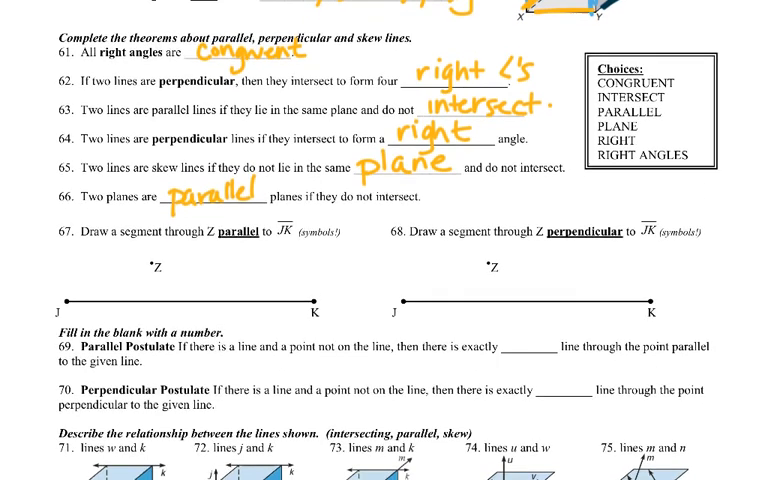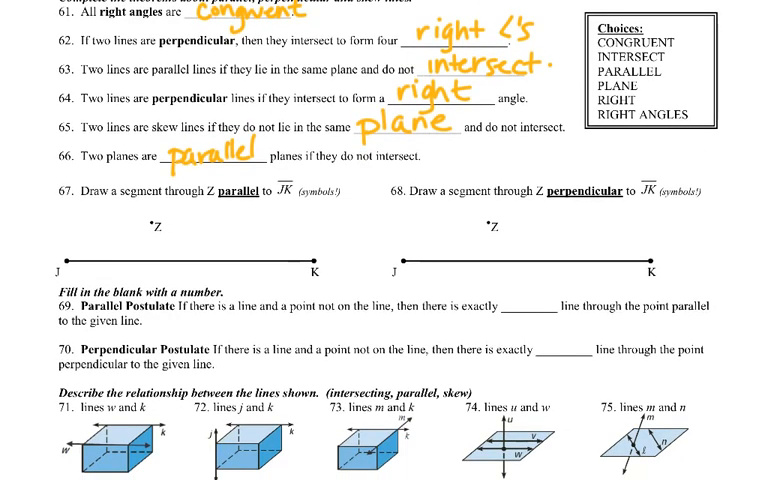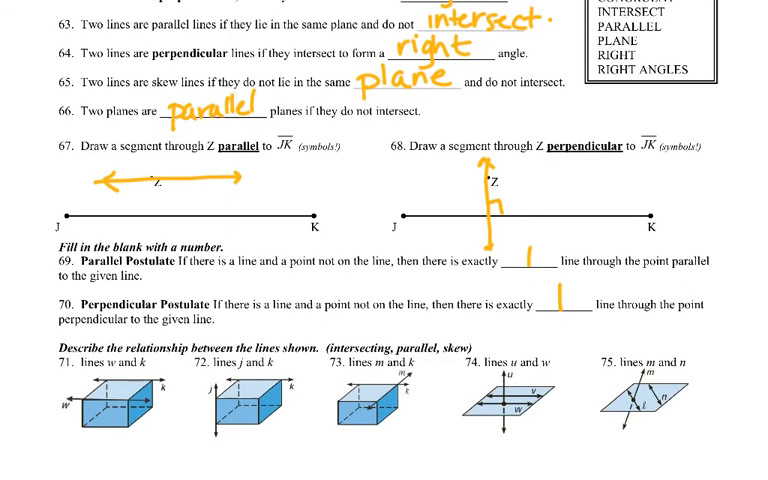Last thing is to draw a line through Z parallel to JK, so something like that. Through Z perpendicular would look like this. If there's a point on a line, there's exactly one line parallel, that's kind of that one, and then one line perpendicular. Last one is looking at W and K, those are parallel. It looks like in this one they are skew. Here they intersect. U and W, those intersect. And M and N are skew.